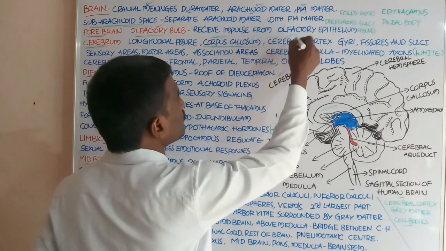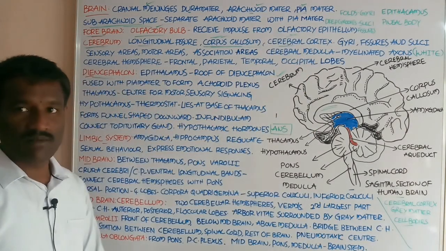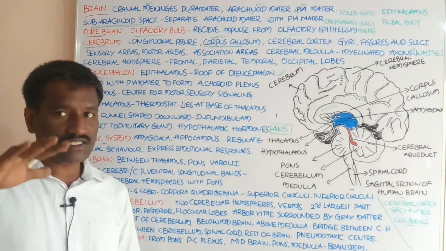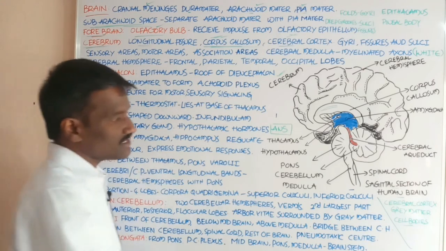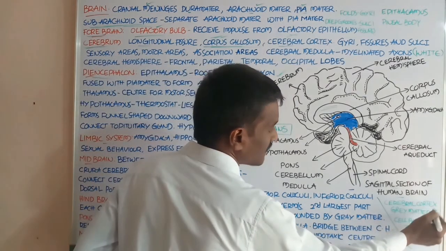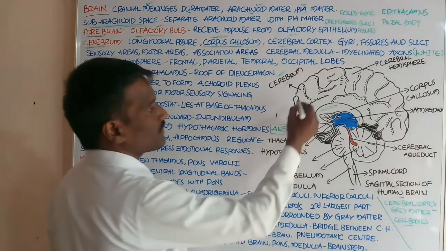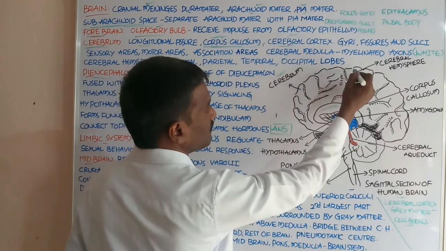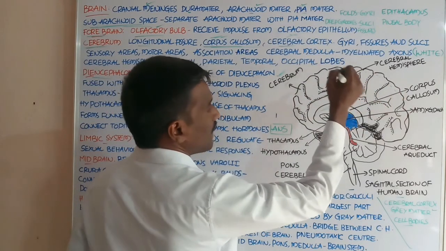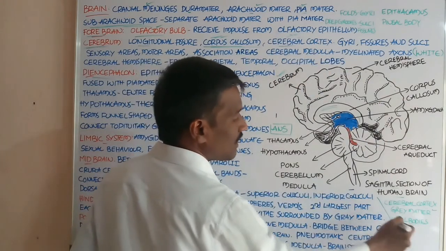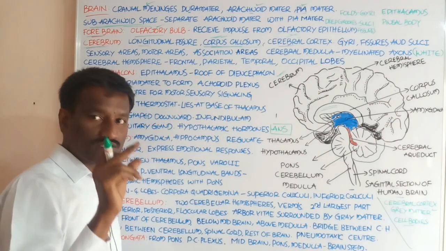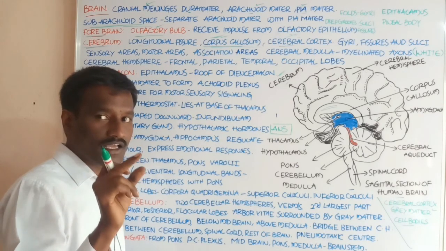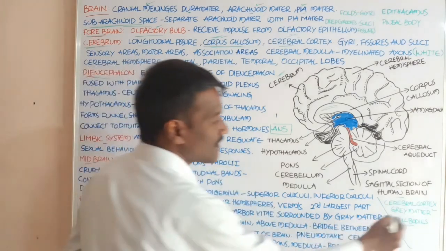Next, what about the cerebral cortex? The upper portion of the cerebrum or cerebral hemisphere is called the cerebral cortex. The cerebral cortex appears as gray matter. This is mainly because of the cell bodies of the neurons. The cell bodies of the neurons are concentrated in the cerebral cortex, hence it appears as gray matter.